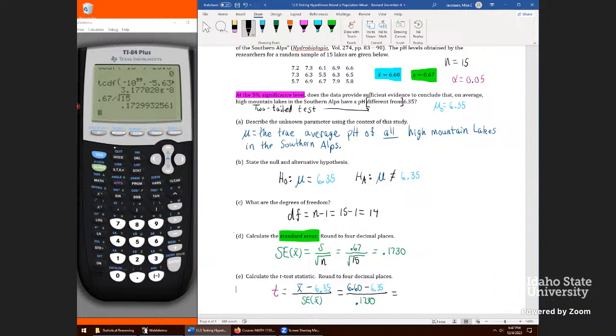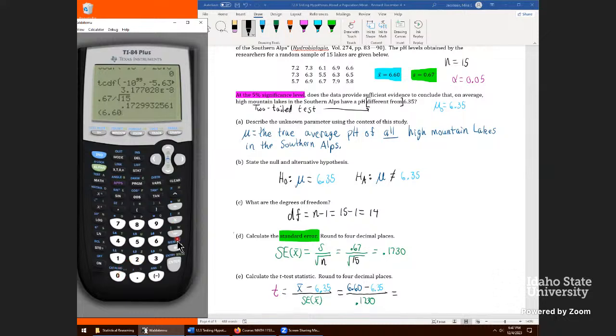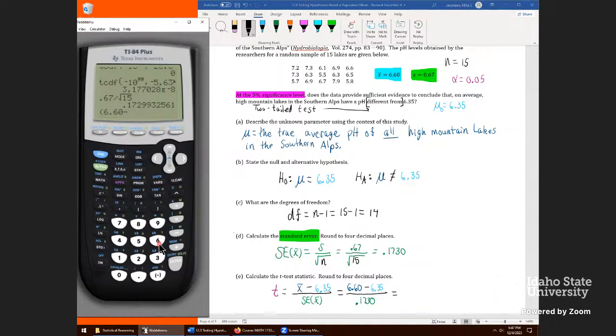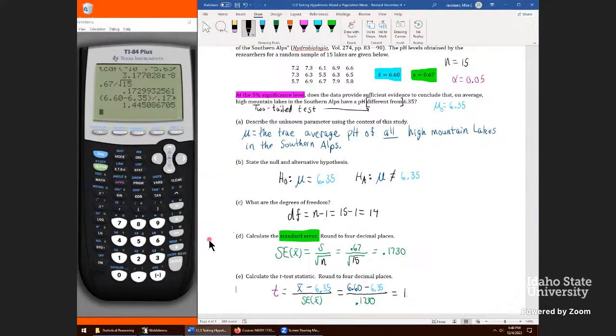So next, go back to the calculator and let's just type this in as 6.60. Don't know if the 0 matters there, but at least we're copying it verbatim, 6.35. And then division by 0.1730. So altogether, that's our test statistic. At 4 decimal places, we have 1.4451.